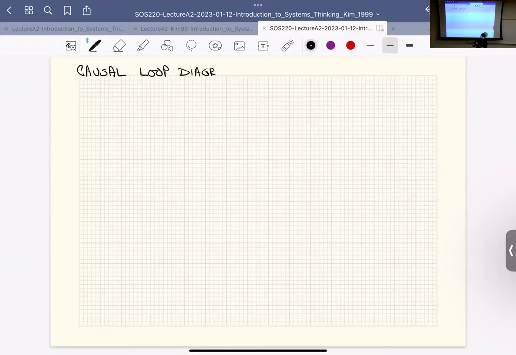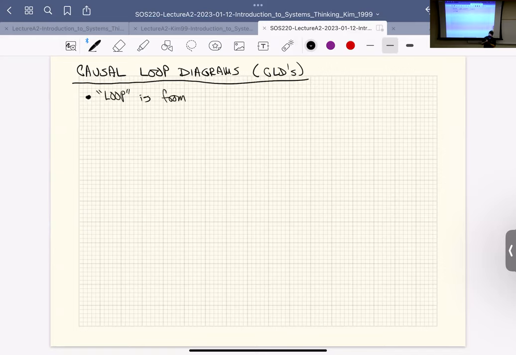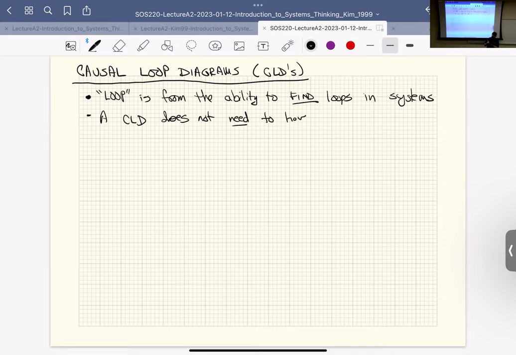diagrams, or CLDs. And before we get into the definitions here, I want to emphasize that the loop is from the ability to find loops in systems. So in other words, a CLD does not need to have any loops, despite having loop in the name.